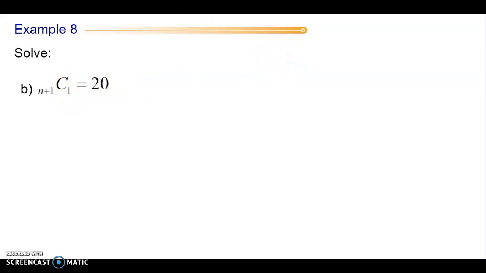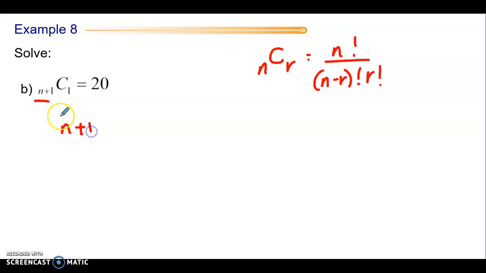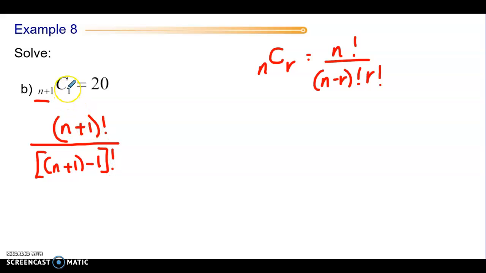Keeping in mind again that our combination formula is nCr = n factorial divided by (n minus r) factorial times r factorial. (n+1) factorial divided by whatever's here, subtract whatever's here: (n+1) subtract 1 factorial times 1 factorial equals 20.